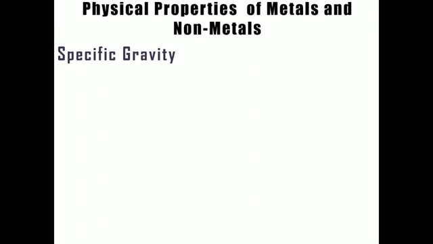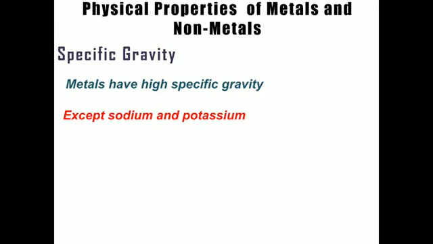Now we are going to discuss the property of specific gravity. In case of metals, it is high. Metals have high specific gravity, whereas again the exceptions are sodium and potassium, whose specific gravity is low as compared to other metals. Specific gravity is a term somewhat related to the density of the metal or non-metal. Non-metals generally have low specific gravity. Remember this. This is all about the physical properties. In the next video we will discuss the chemical properties of metals and non-metals.